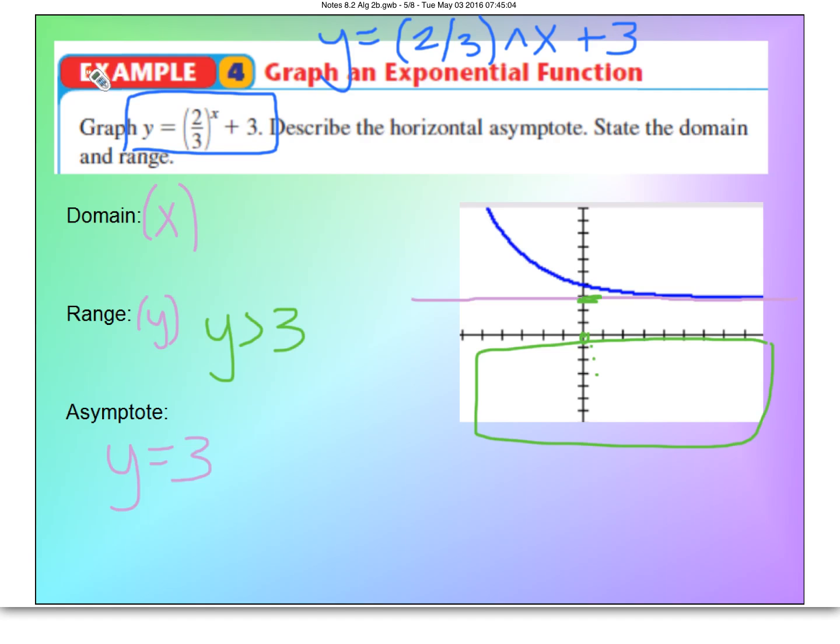The asymptote, again, is an imaginary horizontal line that the graph approaches but never crosses, so it cannot equal 3 in this case. The domain, then, to wrap that up, it's the x values, and if you look at it, is there graph activity?